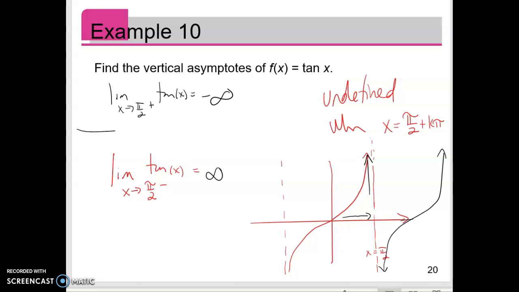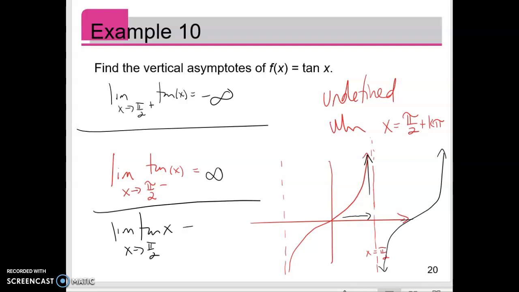Okay, so the best I can do, what if I asked you this: the limit as x approaches pi over 2 of your tangent function, what's the best way to write that? Well, since as I come in from the left, it's going that way, and as I come in from the right, it's going that way, there's nothing to really put here in terms of using the infinity symbol. So the best we can do is that it does not exist.